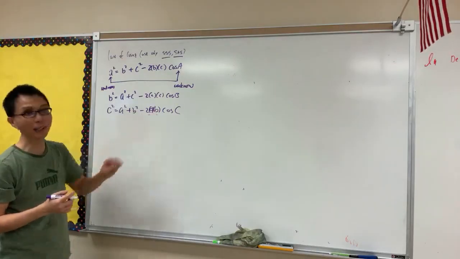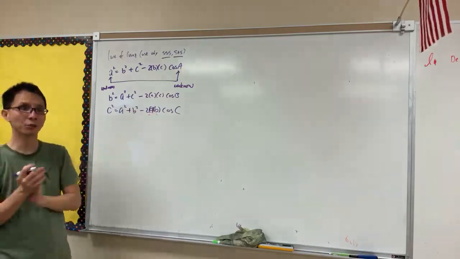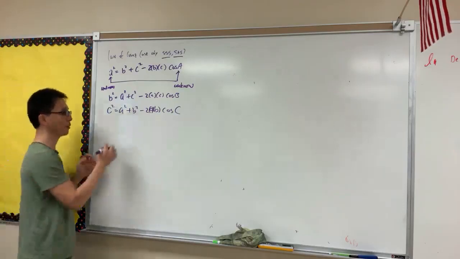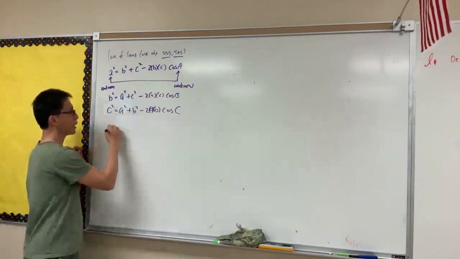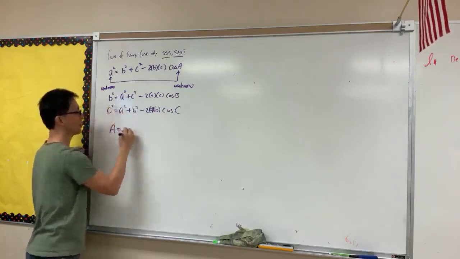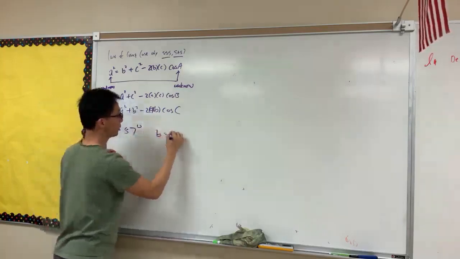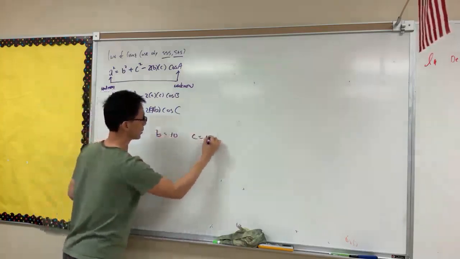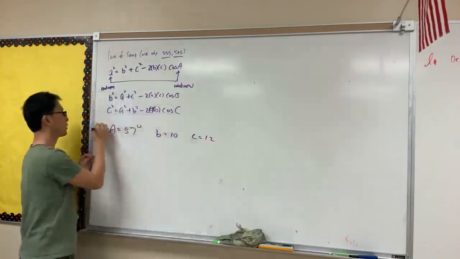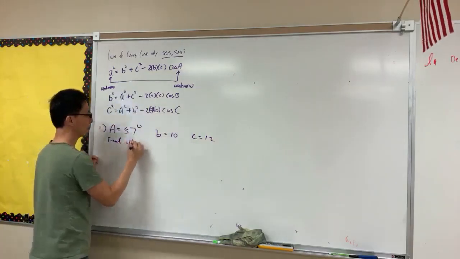Okay, so now I'll have a situation. This is a situation I'm going to give to you. I'm going to have angle A equal to 57 degrees, side B equal to 10, and side C equal to 12, and I say, hey, can you find the missing information? So find all missing information.